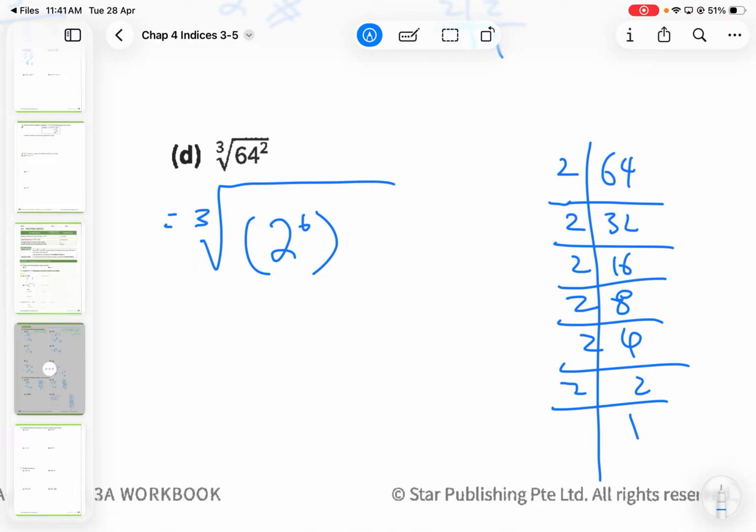I have changed 64 to 2 to the power of 6. I write 64 as 2 to the power of 6. Jovis, at the back. I want to see you at the back. Are you moving? Go, go, go.